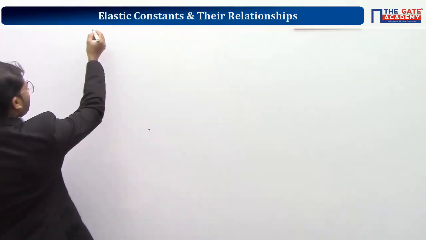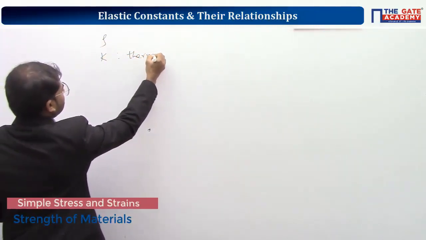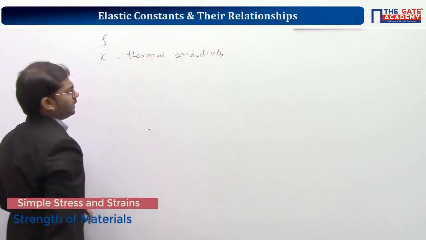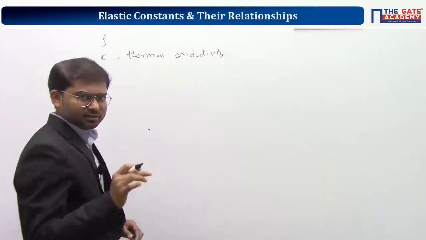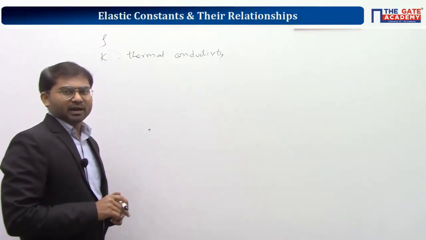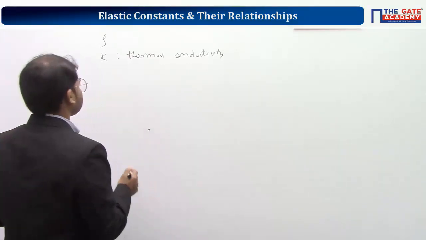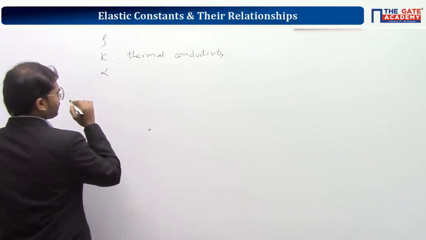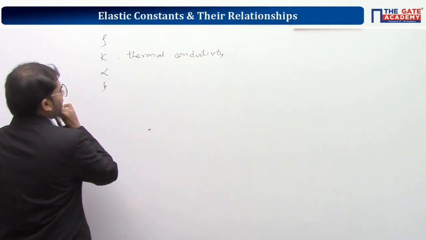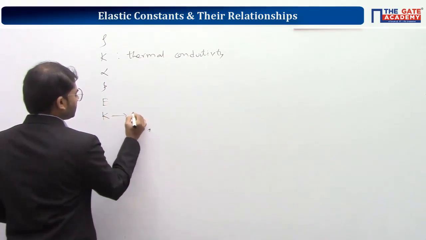The most important properties, if you list them out: density rho, thermal conductivity K. I'm writing it down because K is the symbol for many properties. Nowadays on Facebook also that post is a little viral. So K is for multiple properties, that's why I just wrote it here. K is thermal conductivity. You can have alpha, the coefficient of thermal expansion, and beta, compressibility. And you have Young's modulus, rigidity modulus G, and bulk modulus K.